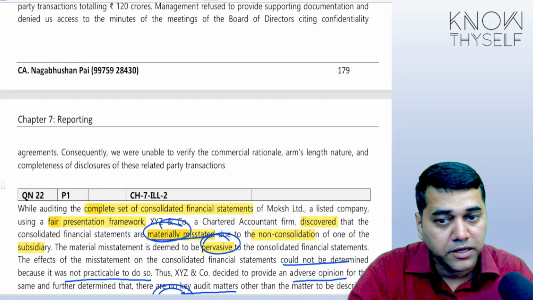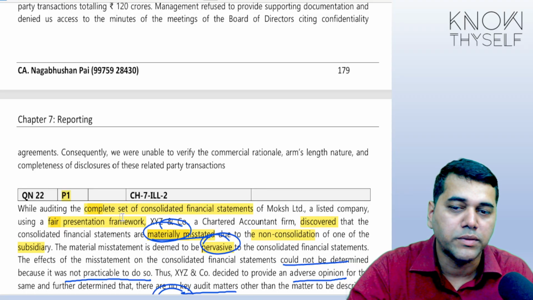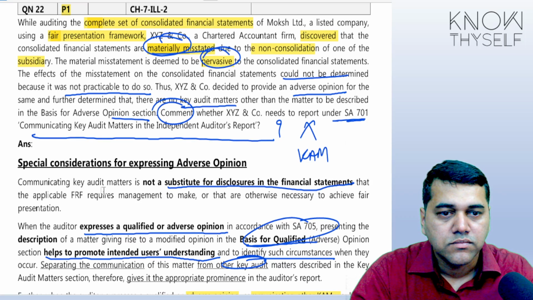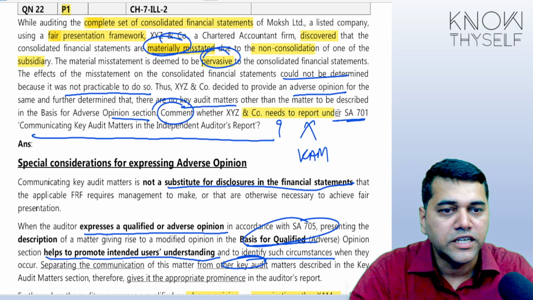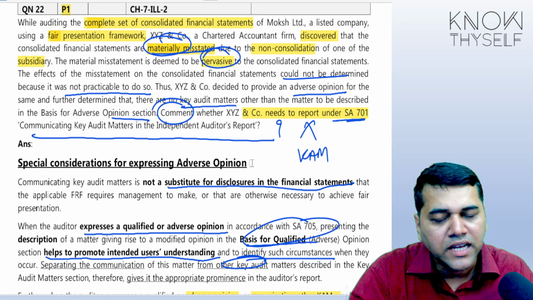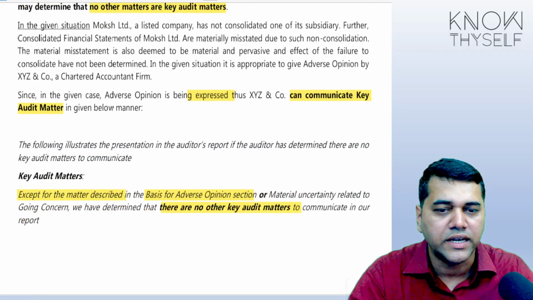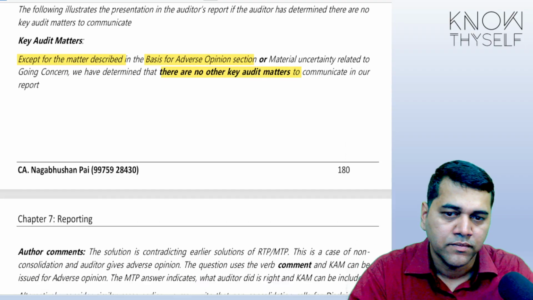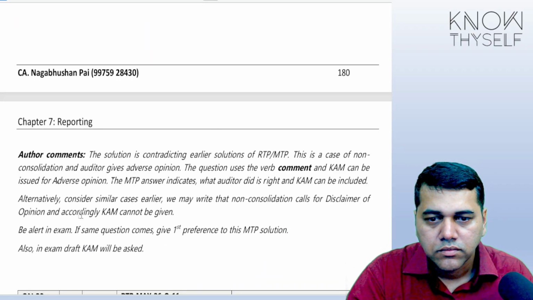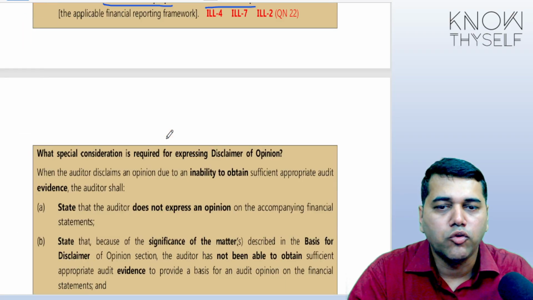Okay, so you can mark it with priority. I have already marked it because it's a different type of question where you have mixed it with the key audit matter. Whether XYZ needs to report under 701, you need not tell again. You can just give a reference to the basis for adverse opinion. So this is what you can tell in the examination answers. Okay, so leave it, we'll move on.